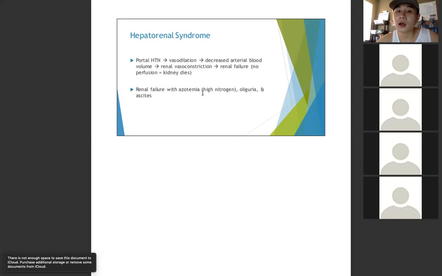With azotemia, azotemia is a high nitrogen, high ammonia level. When the kidneys fail, we don't produce urine. So all the urea and fluid is retained inside our body. That's why it causes ascites.